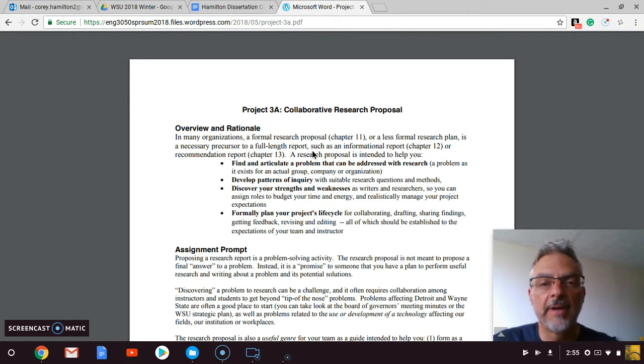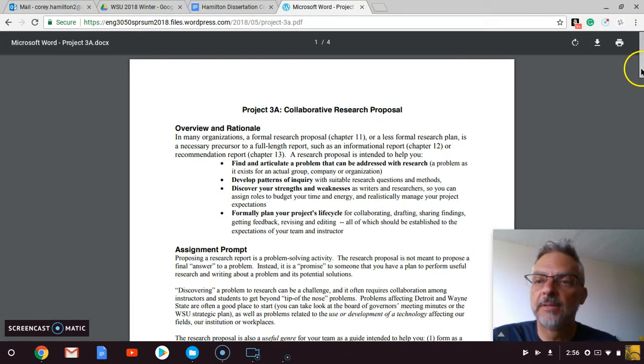So most of you have already sent me a good idea as to what your topic is. And so your collaborative research proposal provides us an opportunity to articulate that problem and think about the patterns of inquiry. In this case, we want to really focus on primary and secondary research, as mentioned. Talk about your strengths and weaknesses within your group, right? Who's going to do what, in a way. And then formally plan your project's life cycle. And we'll take a look at an example for that.